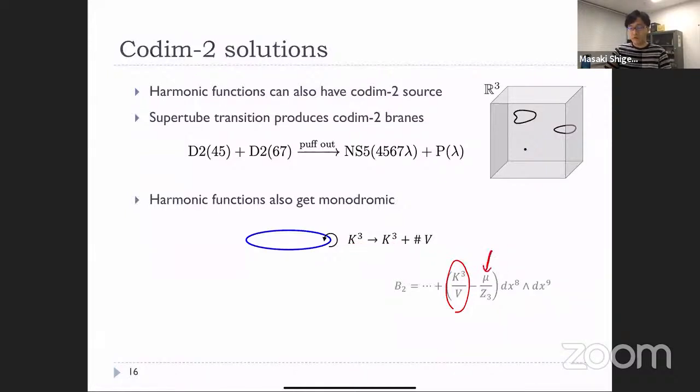Okay, this part doesn't play. These sources are intrinsically logarithmic, right? So that's the origin of this kind of monodromy. Yes, this is logarithmic, indeed.